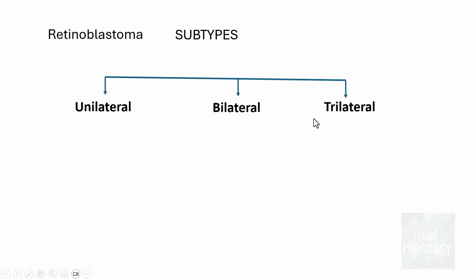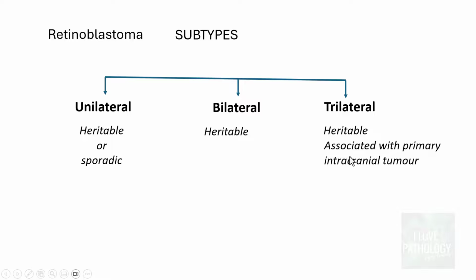Now, coming to the subtypes of retinoblastoma. Clinically, they can be unilateral, bilateral, or even trilateral retinoblastoma. Unilateral could be either heritable or sporadic. Bilateral is most often due to hereditary causes, whereas trilateral is heritable and associated with another primary intracranial tumor, and that is pineoblastoma. And it is said that these trilateral retinoblastomas have the worst prognosis.